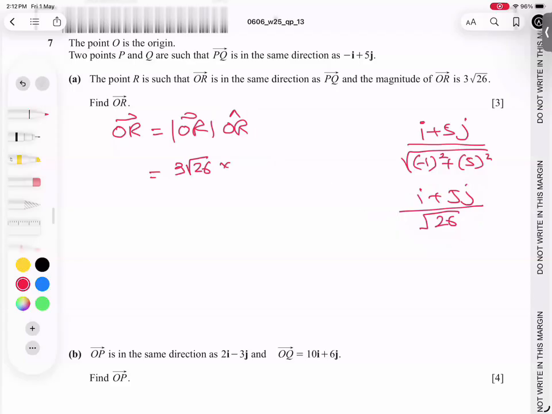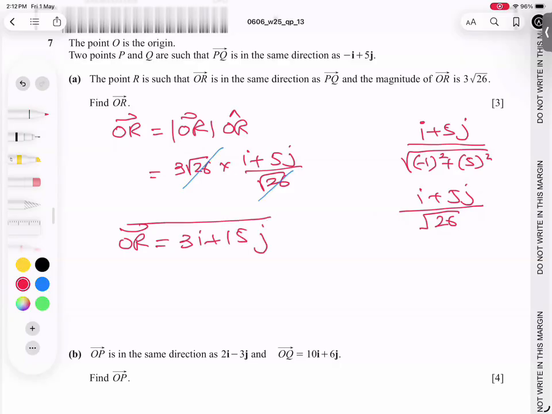And for your information, this direction is the same, so I can replace it here. So let's plug in this value here. I plus 5j over root 26. And root 26 cancels out, 3 multiplies inside. And we got the answer of OR. So OR is 3I plus 15j. This is our final answer. I hope the first part is clear for 3 marks.